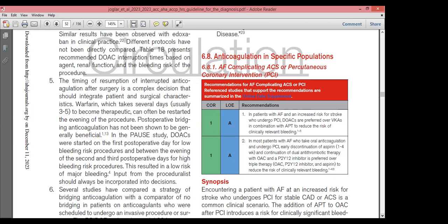So in these patients, the patient has AF and a high risk of stroke, so they need to take oral anticoagulation. What is advised is that you give them the triple therapy that they normally give after PCI: aspirin and maybe ticagrelor or clopidogrel or prasugrel. But 1 to 4 weeks after the procedure, you stop the aspirin, because we know that aspirin is irreversible and has higher bleeding risks. So we stop the aspirin, then we continue either rivaroxaban or apixaban together with a P2Y12 inhibitor. So it's preferred over continuation of the triple therapy.